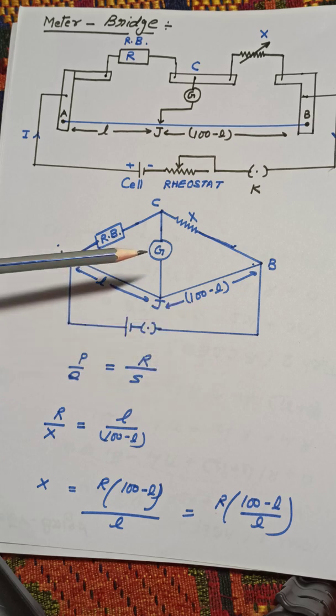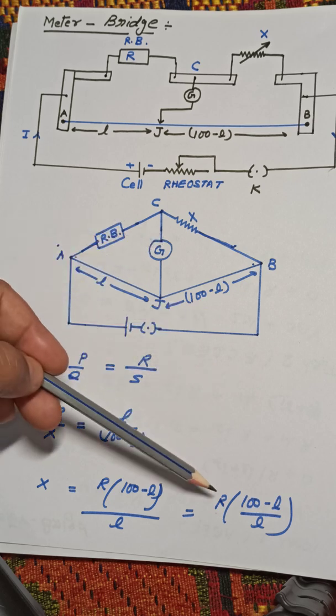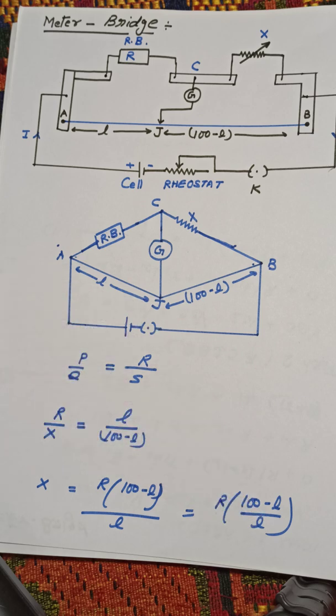We can exchange the position of X and RB. Then we will get X equals RL upon 100 minus L. We take 3 or 4 more readings to get more accurate values.